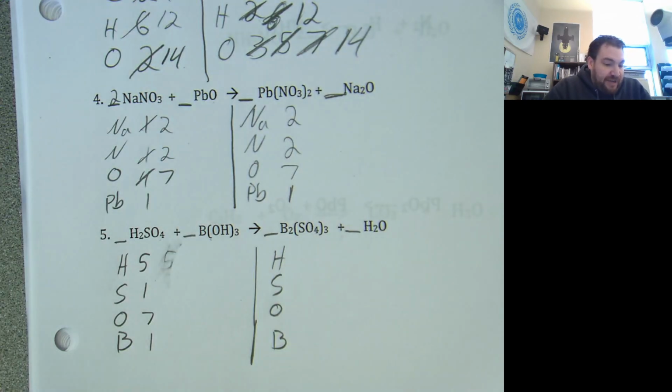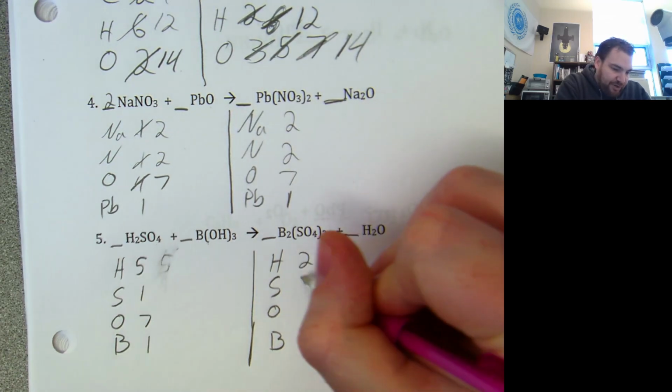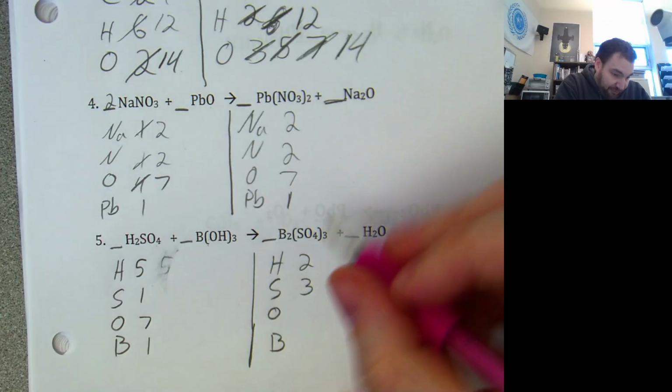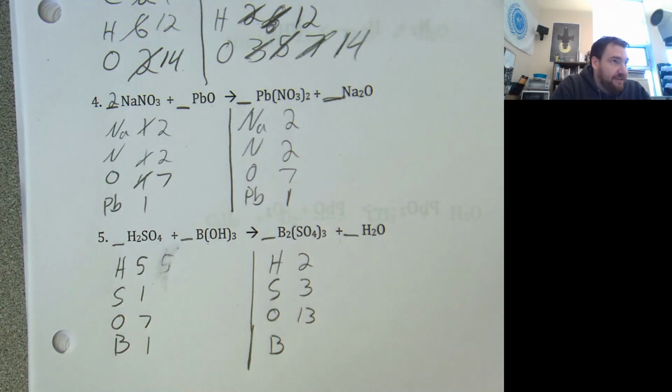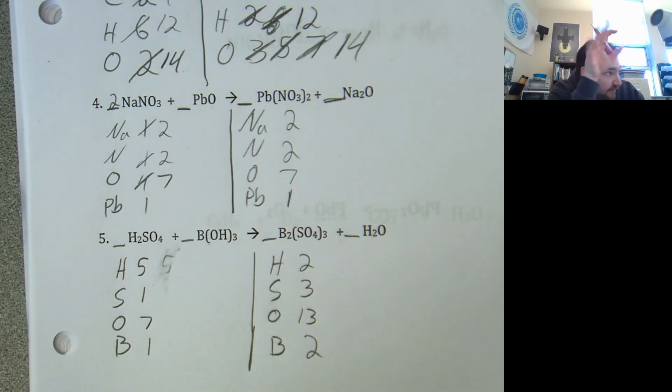Okay, right-hand side. How many H's? How many S's? How many O's? 13. How many B's? That list is correct. Does anyone have any questions about where any of those numbers came from?